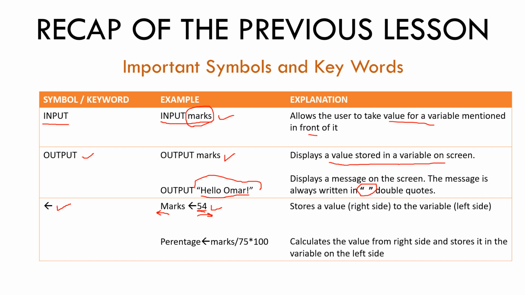On the left side, you write the variable in which you want the value to be stored. So in this scenario, what will happen is 54 will be assigned to the variable marks. Or you can say that value 54 will be stored in the variable marks.